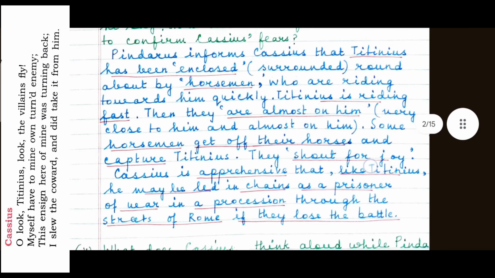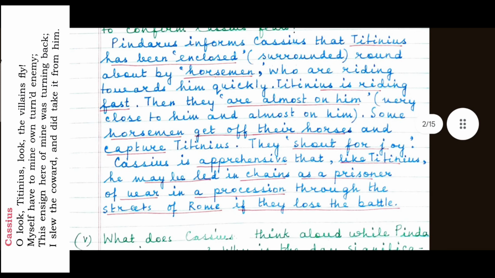Cassius is apprehensive. He is fearful that, like Titanius, he may be led in chains as a prisoner of war. He will also be made a prisoner of war and he will be led in chains as a prisoner of war in a procession through the streets of Rome if they lose the battle. This is what he had told Brutus. What would you do, Brutus, if this happens to you? So he is fearful about losing the battle and the consequences of losing that battle.